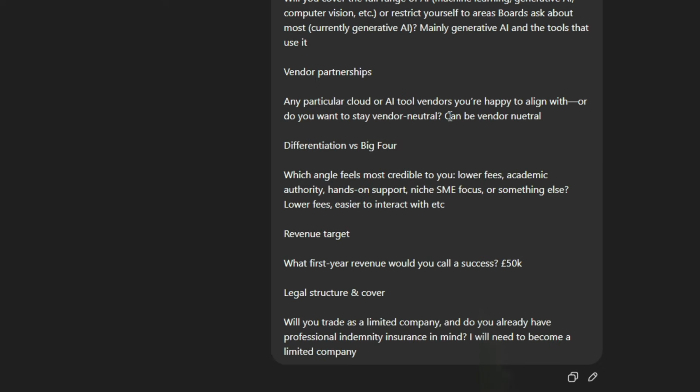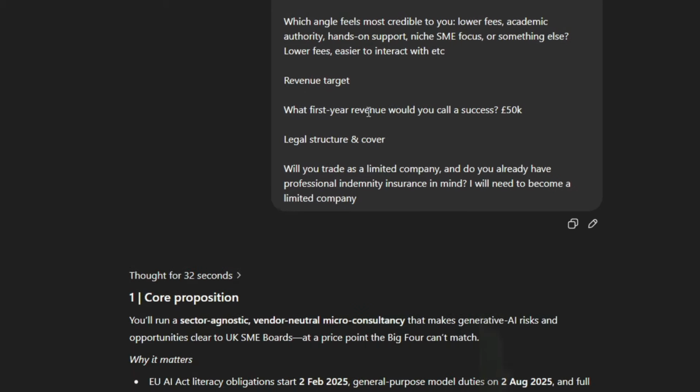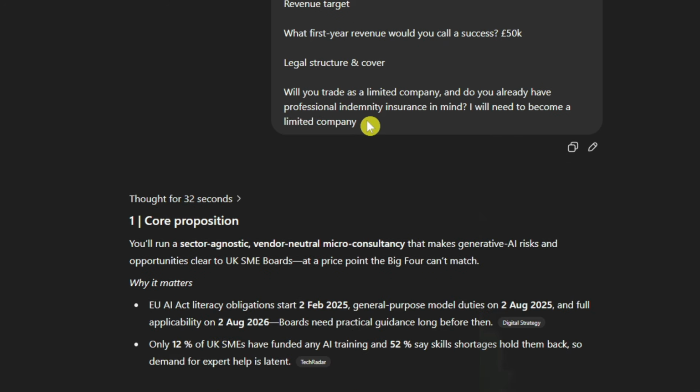Vendor partnerships: can be vendor neutral. Differentiation with the big four: I've said lower fees, easier to interact with, etc. Revenue target: I've said I'd like a 50K revenue target in the first year. Legal structure and cover: I'll trade as a limited company. I'll need to become that limited company.